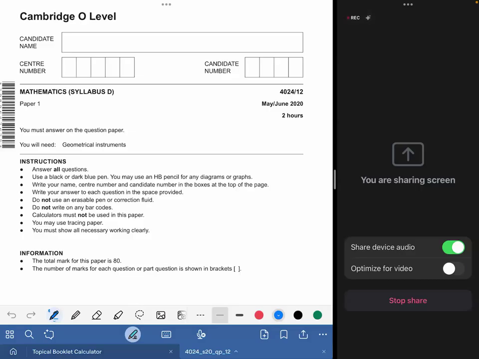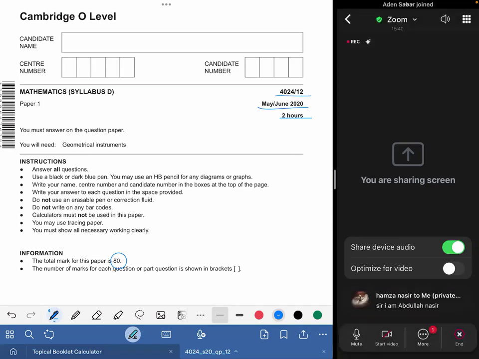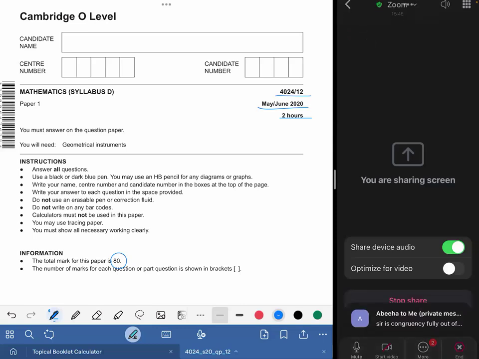All right, everybody. So this is the paper, May June 2020, and we are using this paper just as a sample for the non-calculator paper because this time the syllabus has changed. O levels previously had an 80-mark paper, but now you will also have a 100-mark examination paper as well. So that's how you should be doing this kind of preparation. So let's proceed.